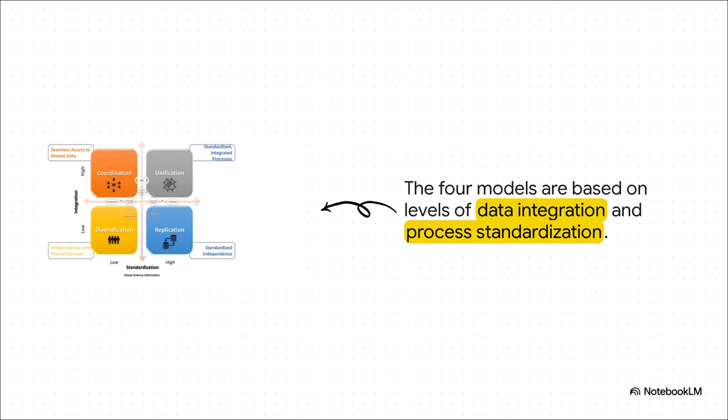And this chart just lays it out perfectly. You've got standardization running along the bottom and integration going up the side. This creates 4 options, right? You've got coordination, unification, diversification, and replication. Each one is a perfect fit for a different kind of business strategy.